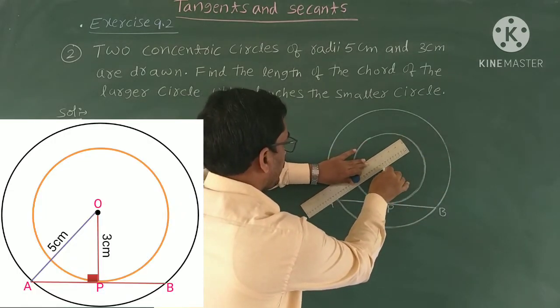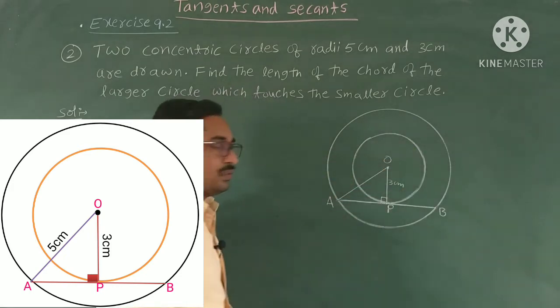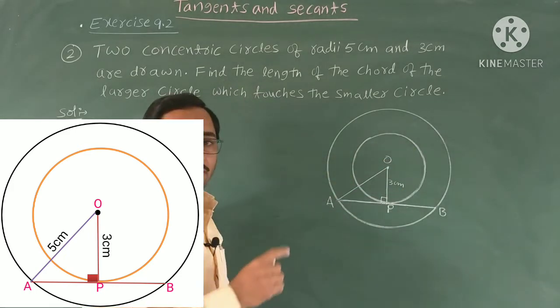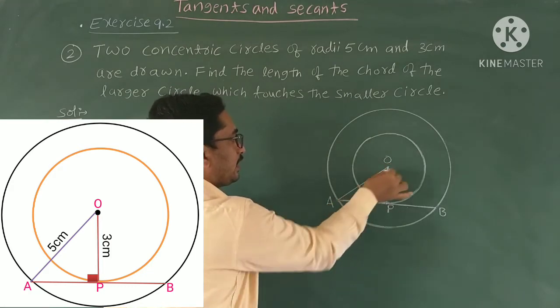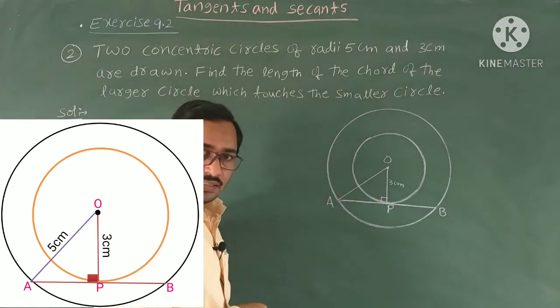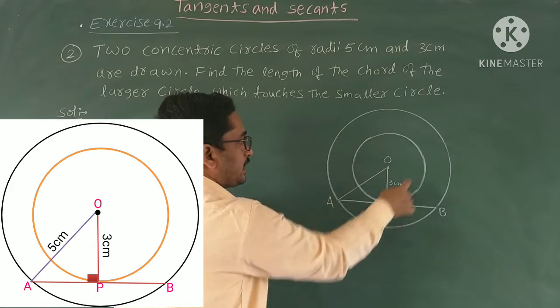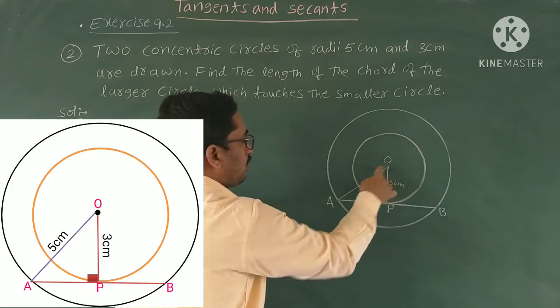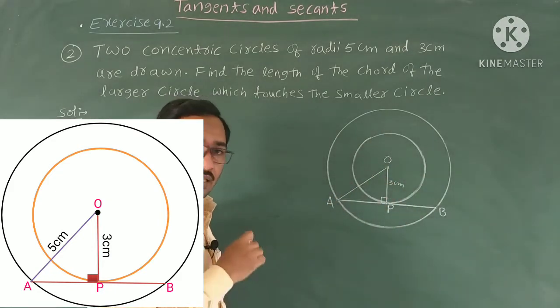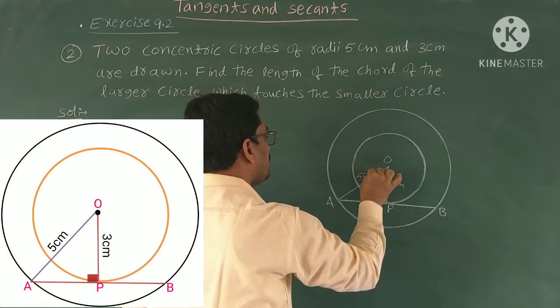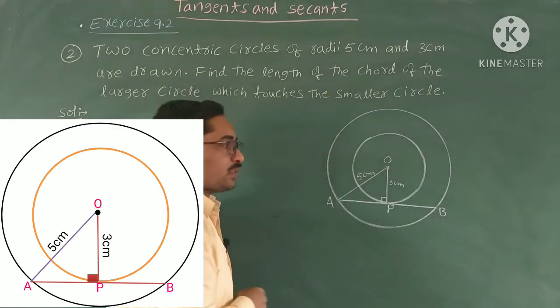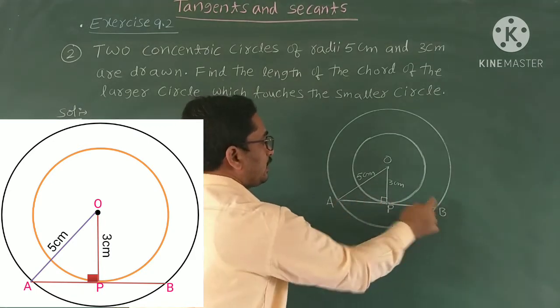What is OP? OP is the radius of the smaller circle. Joining the center to any point on the circle gives its radius. OA is the radius of the larger circle, and it is given as 5 centimeters. So we need to find the length of the chord AB.